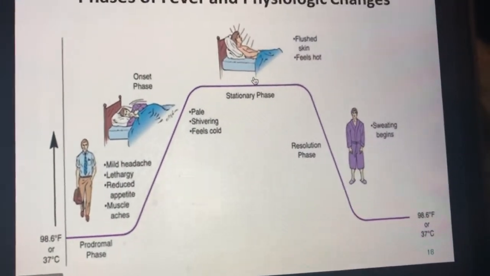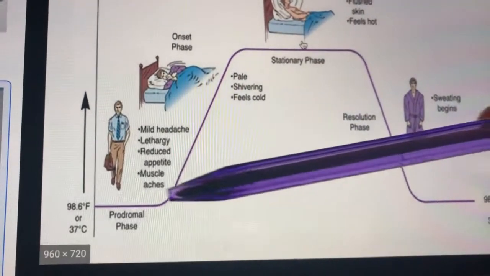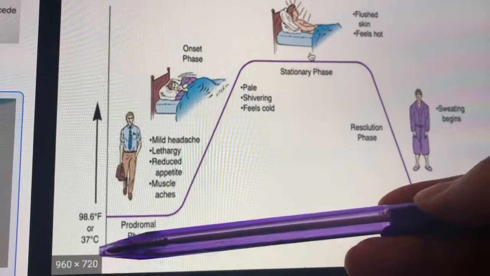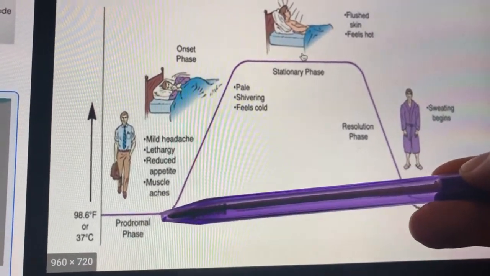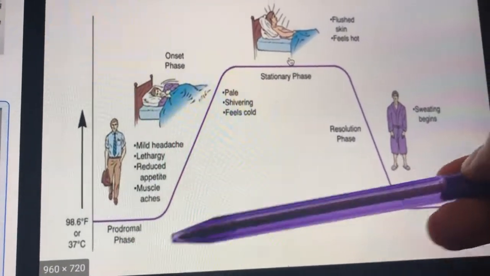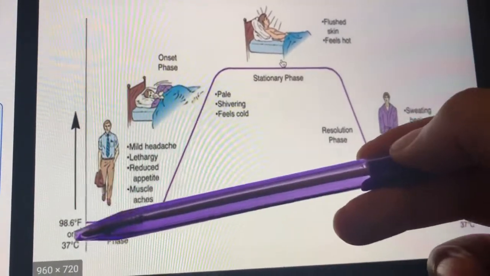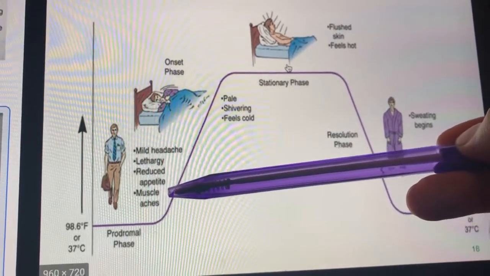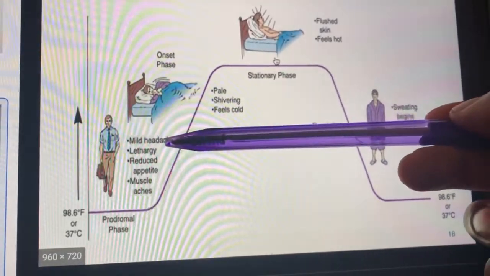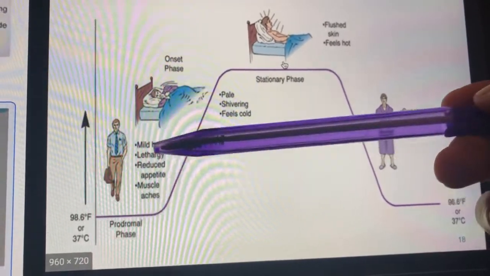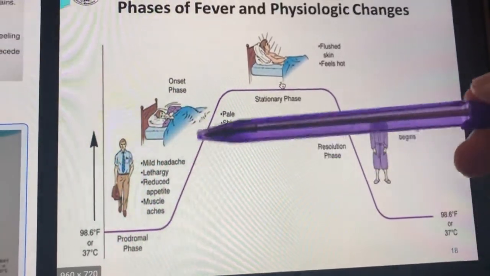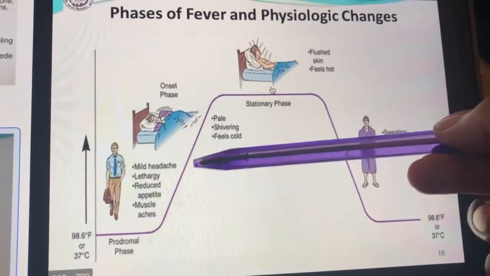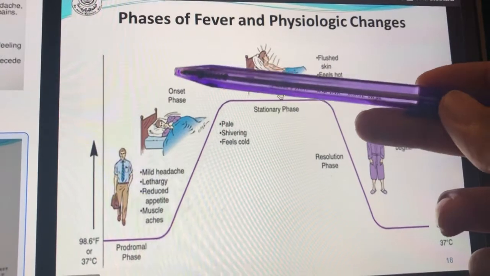Now this is a very simple graph, and it just demonstrates how initially the baseline temperature is your 37 degrees. You initially start to experience the prodromal phase or the prodromal symptoms, and initially it stays at the baseline. You stay at 37 degrees, and in this phase you're just having a mild headache with lethargy and reduced appetite as well as muscle aches, so some kind of non-specific symptoms. Then as the temperature starts to rise, that's actually the onset of the fever.